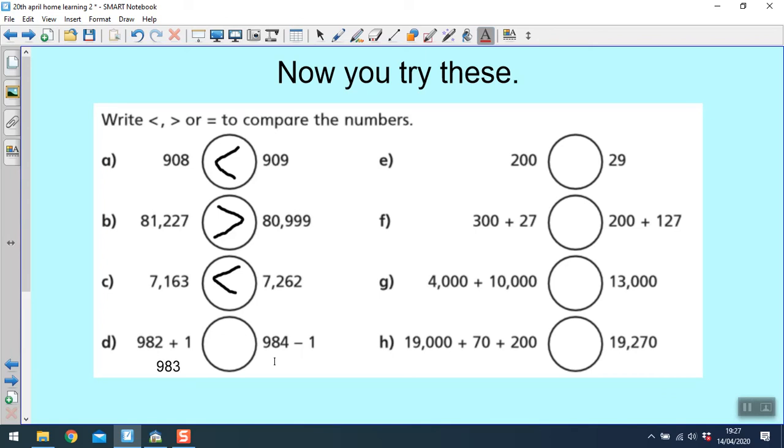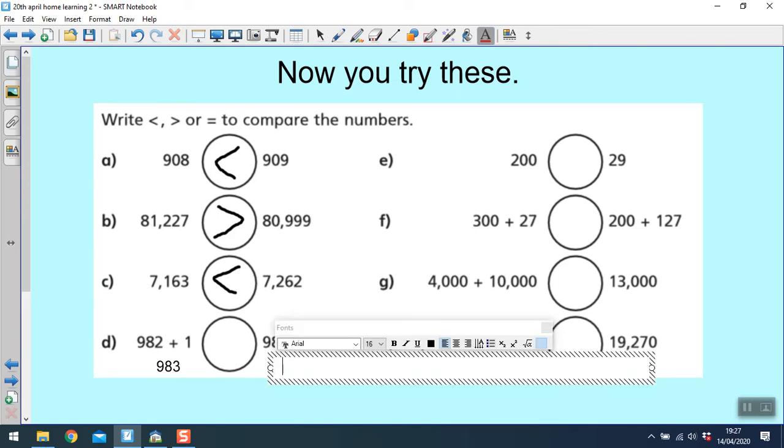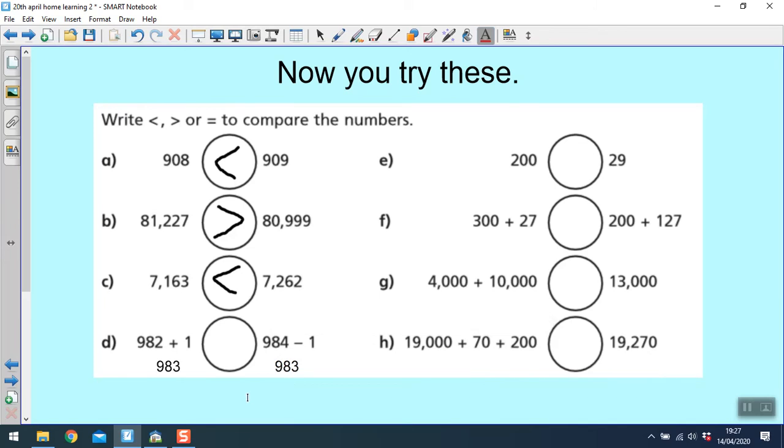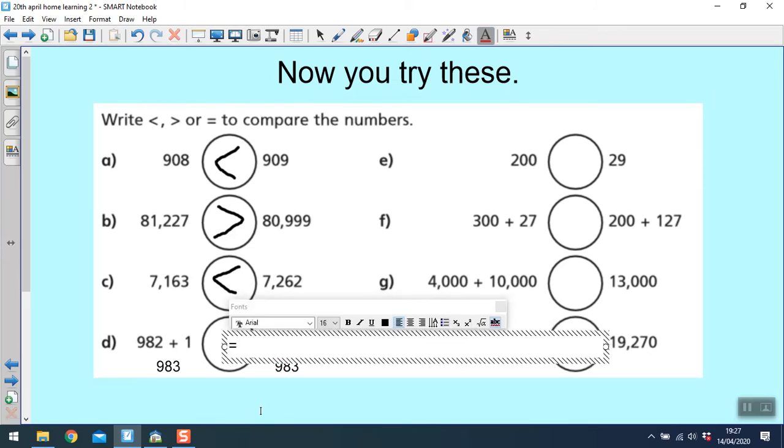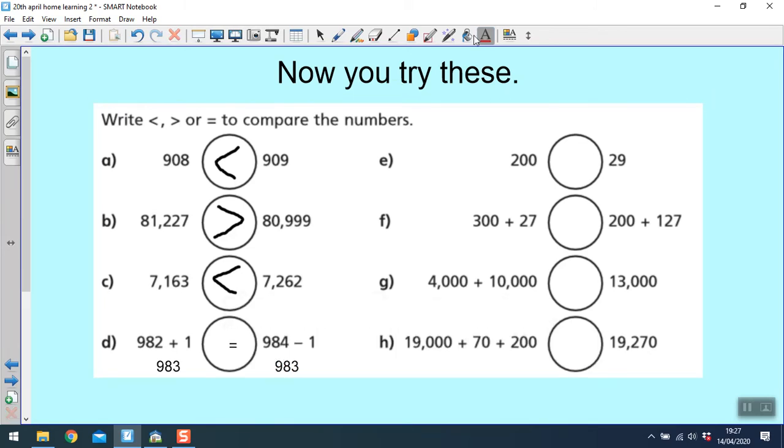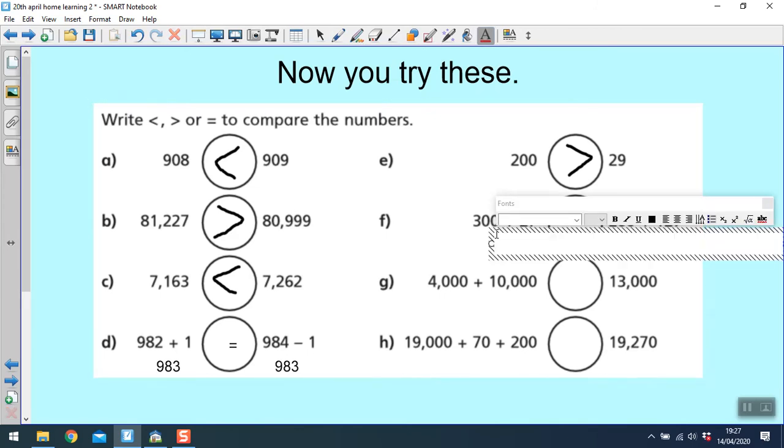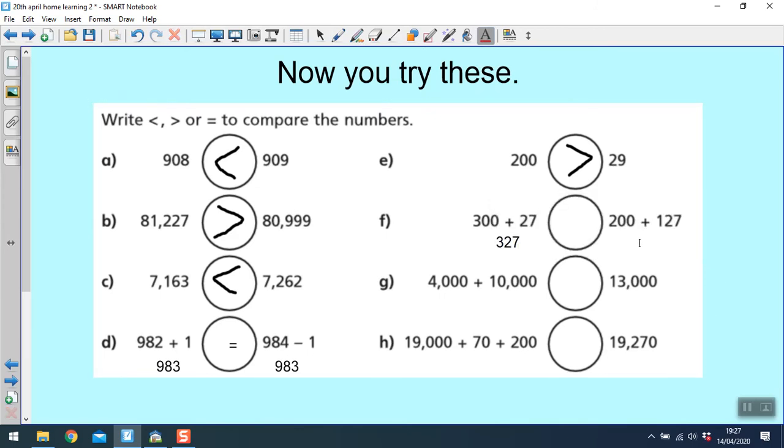983. So that's equal. They are the same. 200 is bigger than 29. That's got 3 digits, that's got 2 digits. I'm going to write down the answers again. 300 add 27 is 327. 200 add 100 is 300. Add the 27 is 327. So they are also the same.